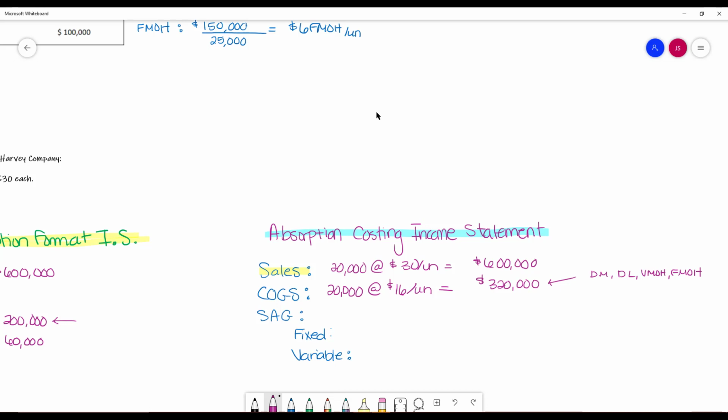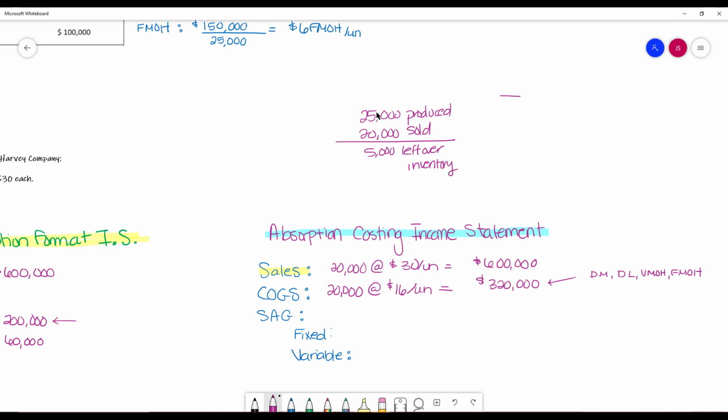Okay, so we are attaching all of those costs to those units. Keep in mind, we only sold 20,000 units. We produced 25,000 units. So 25,000 units were produced, 20,000 were sold, leaving us with 5,000 units left over in inventory.